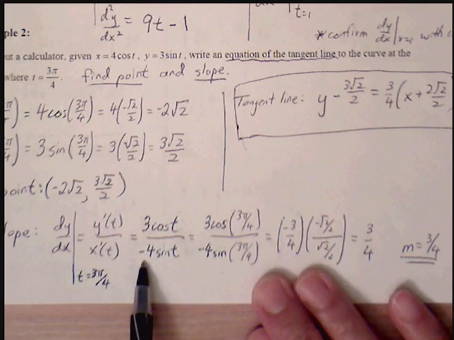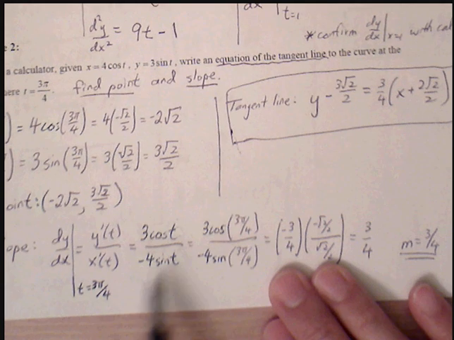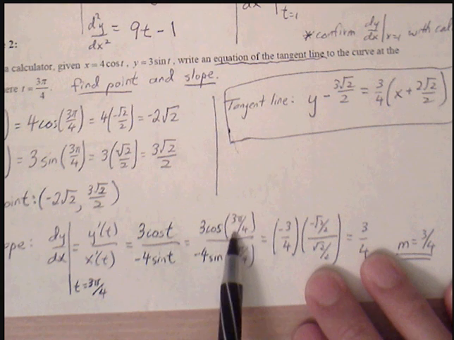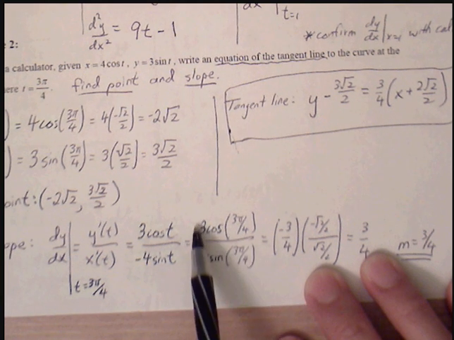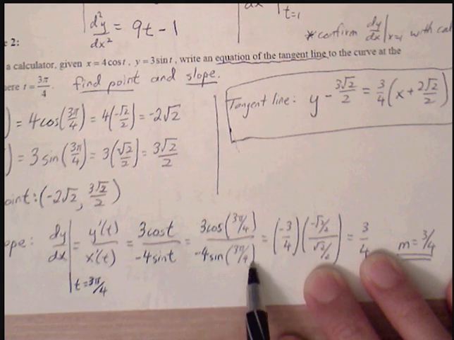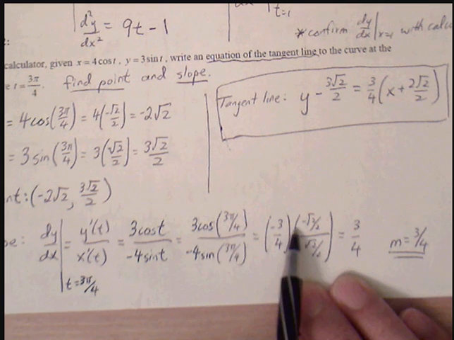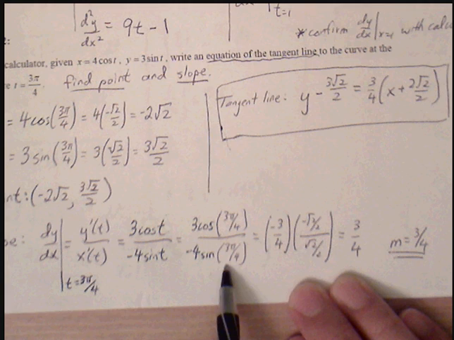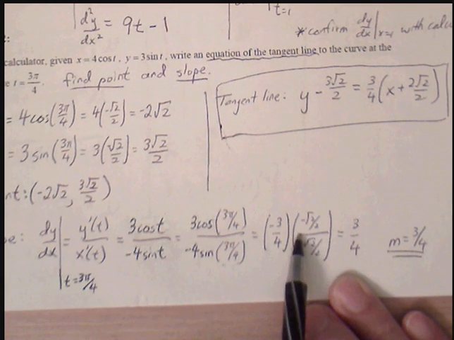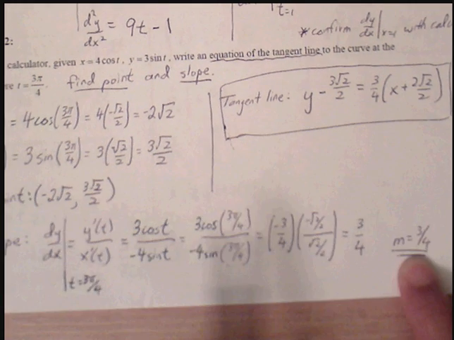Now we need to evaluate our derivative at 3 pi over 4 so we can find our slope. So we plug 3 pi over 4 in for the t's. What I did here was pull the negative 3 fourths out in front and then evaluate the cosine over sine. Cosine of 3 pi over 4 is negative root 2 over 2, and sine of 3 pi over 4 is root 2 over 2. These cancel out to be just negative 1. Negative 1 times negative 3 fourths gives us positive 3 fourths. So here's our slope.